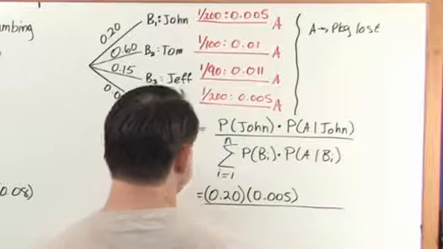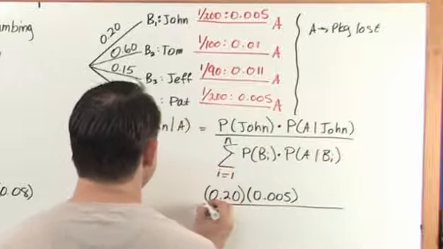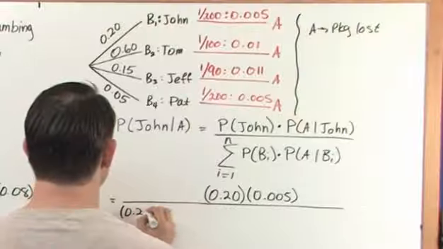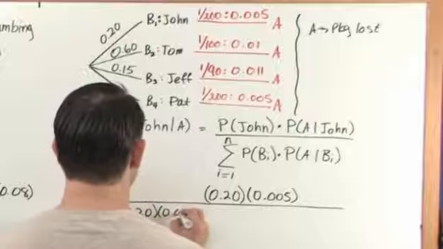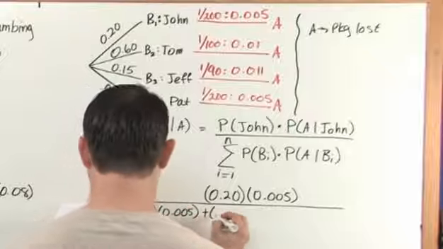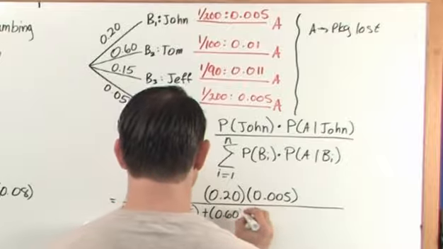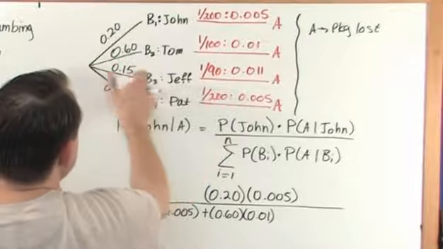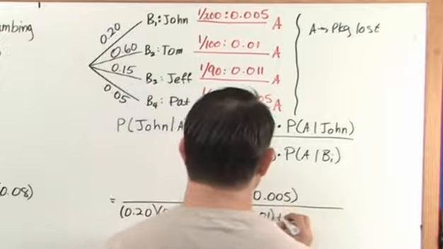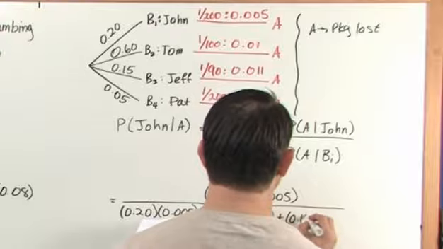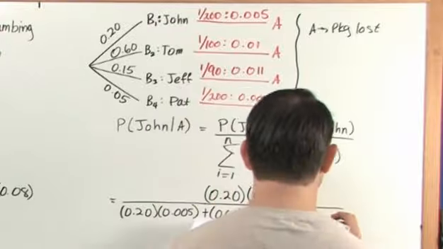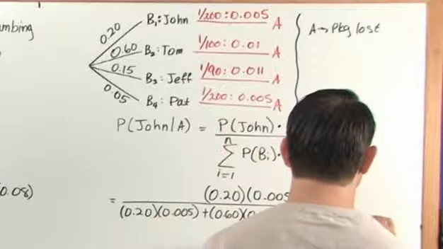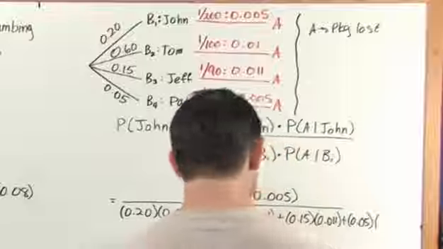And on the bottom, let me go ahead and draw this line a little bit longer. On the bottom, I'm going to have a lot of numbers. 0.20 times 0.005 plus 0.60 times 0.01. I'm just going path by path, multiplying as I go and adding, plus 0.15 times 0.01, plus 0.05 times 0.005.